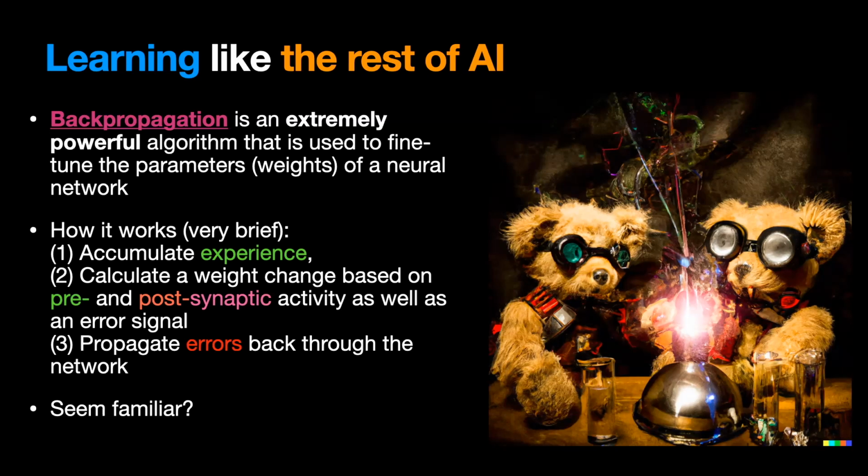The second thing you do is calculate a weight change based on pre and postsynaptic activity, as well as an error signal. This goes more into depth with how backpropagation works, and we're going to take a look at backprop in a second. And then the third step is you propagate errors back through the network. This should seem a little bit familiar. I worded it in a way that relates it back to how the synapse works, and that's because backpropagation and synaptic plasticity are actually pretty deeply related.